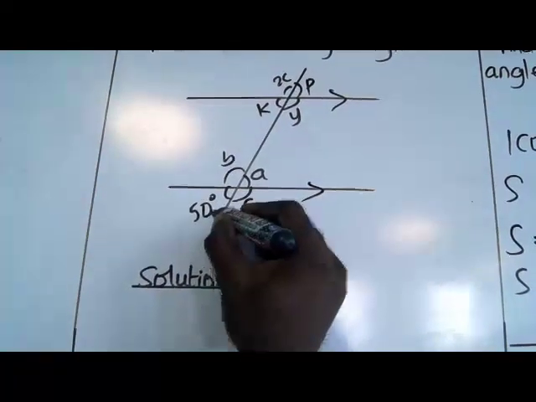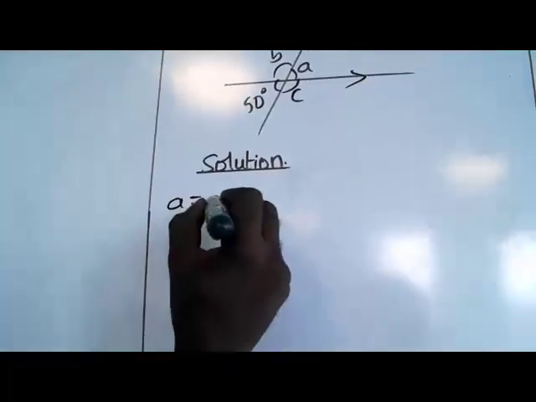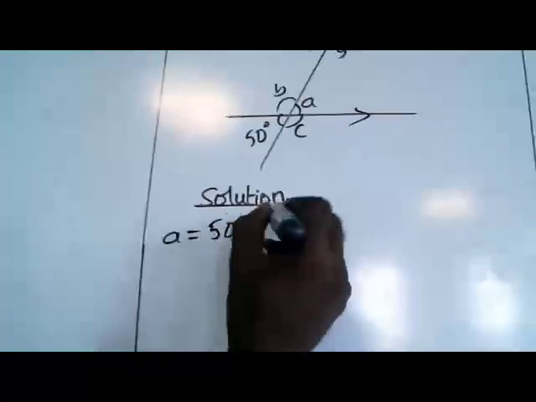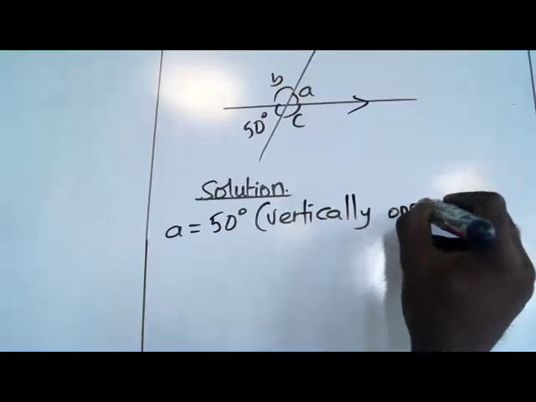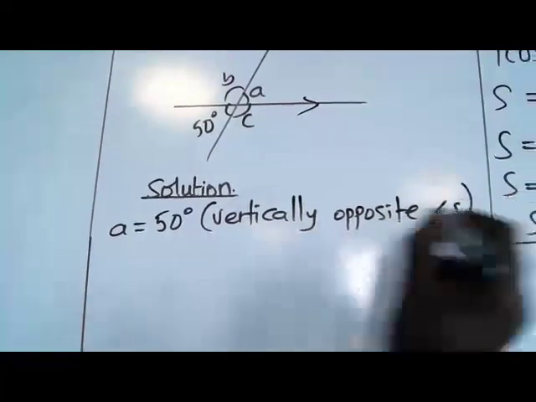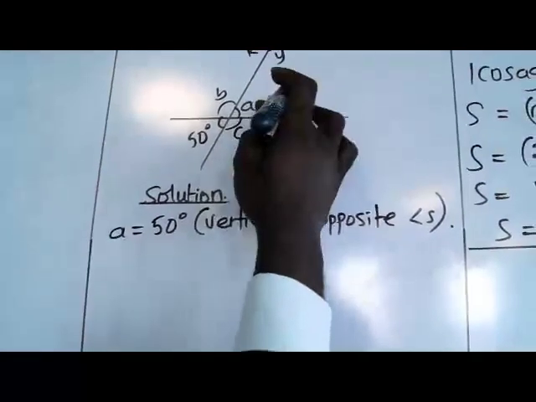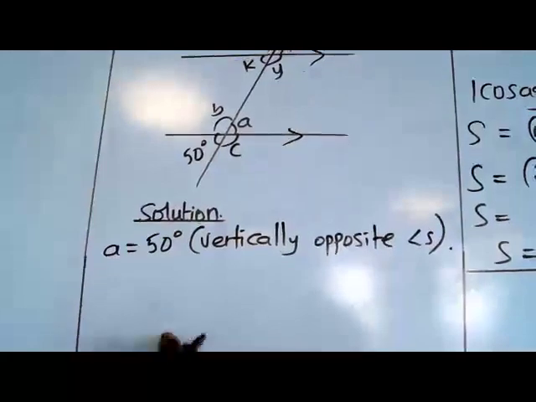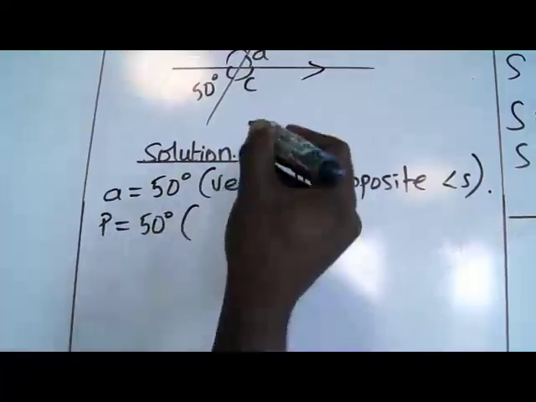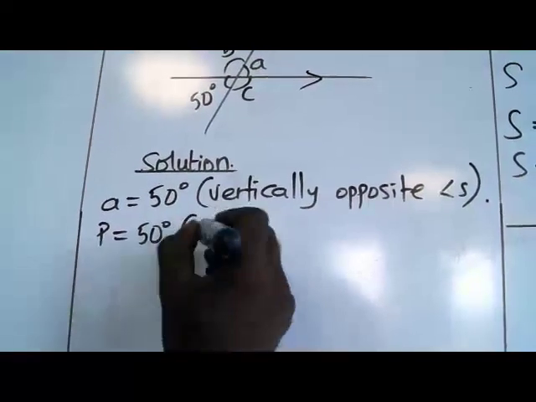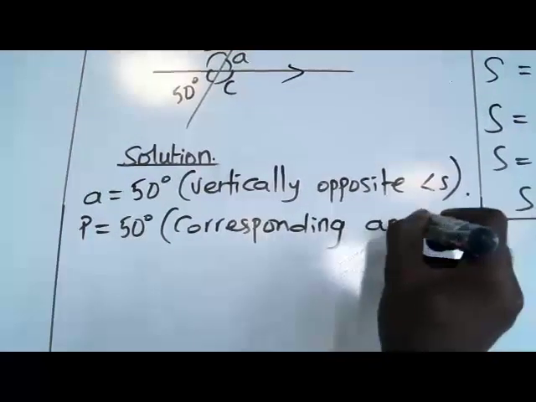Now A and 50 are vertically opposite angles. Remember previously we said that they are equal. So the first answer I'm bringing out here is A, which is 50 degrees. Right, so the property that helps us to find that is vertically opposite angles. Right, so if A is 50 degrees, now A and P are corresponding angles. So what that means is P is also 50 degrees. How? Because P and A are corresponding angles. So it's corresponding angle property.